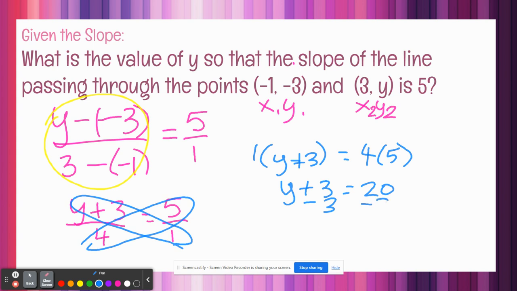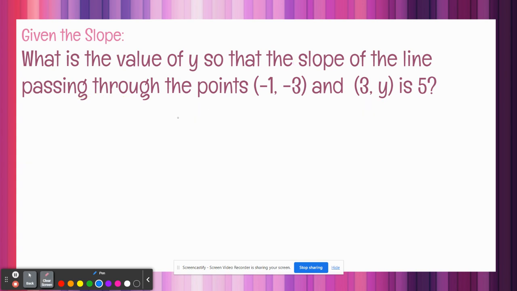Now let's go ahead and subtract 3 on both sides, and you get the answer 17. So if I put a 17 in here, 17 minus -3, so that's 20. And then if I did 20 over 4, do you understand how we would get 5 over 1? So that's that question.